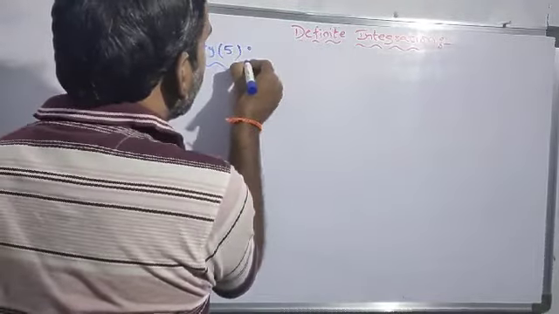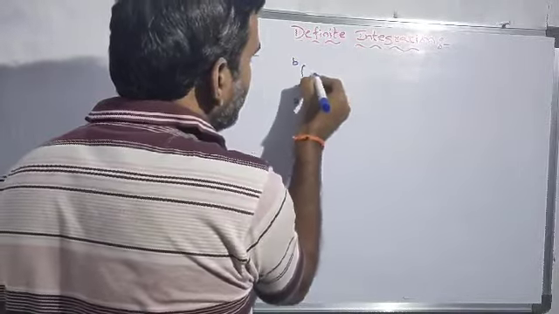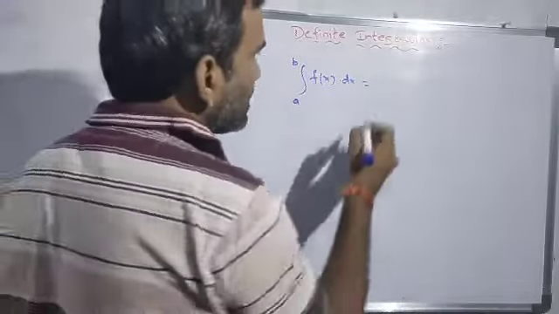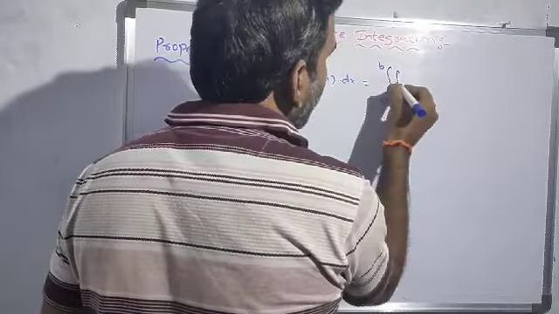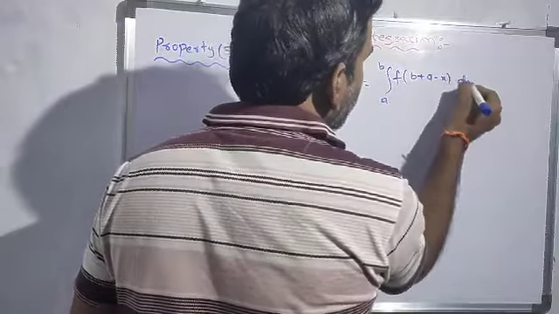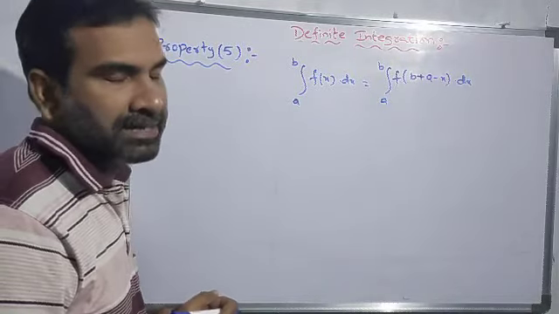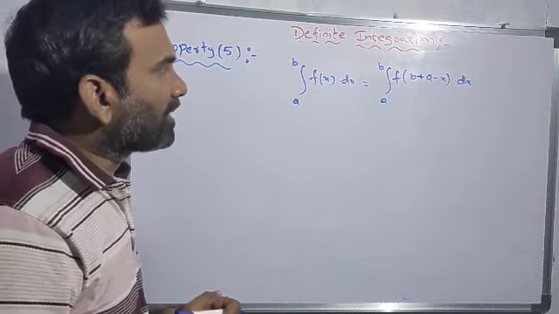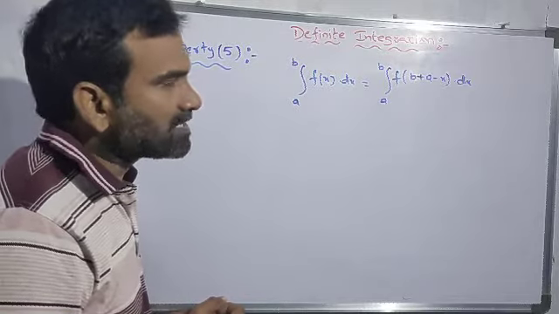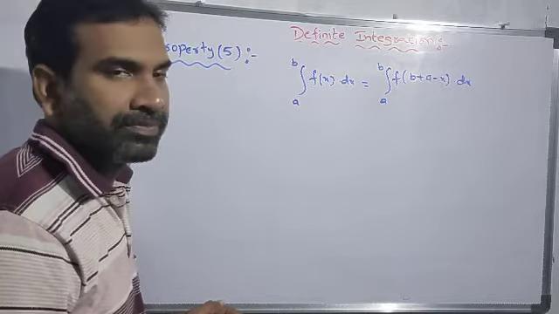In this property number 5, we observe that the integral from a to b of f of x dx, we can write this value as the integral from a to b of f of (b plus a minus x) dx. Both integral values give the same result. In the place of x, we can take b plus a minus x.